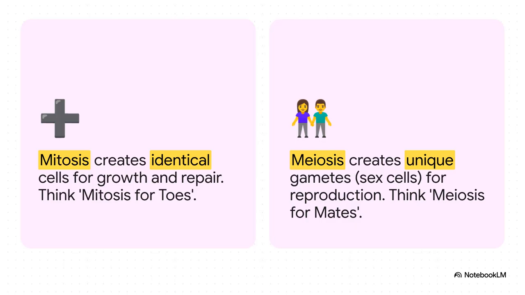Okay, so we've got cells. How do we make more of them? Well, there are two different ways the body does this. First up is mitosis. Think of this as a biological photocopier. It makes exact identical copies of cells. This is what you use for growth and for repairing yourself, like when you get a cut. Then you have meiosis. This is totally different. This process shuffles the genetic deck to make unique sex cells, or gametes. It's all about creating variety for reproduction. A silly way to remember it? Mitosis helps your toes grow. Meiosis is for making me.